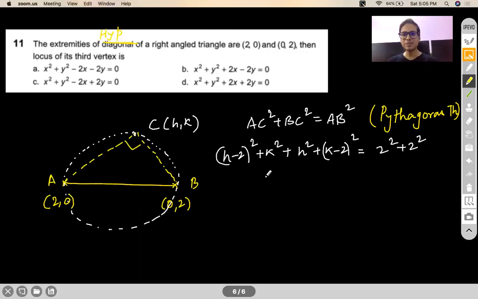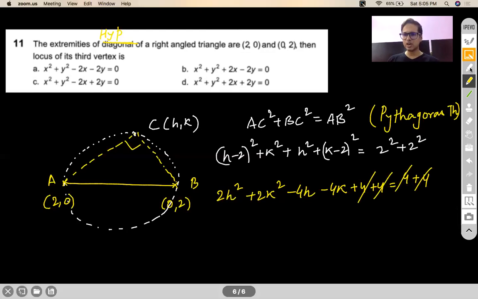I've got a relationship between h and k. And thankfully, I never assumed anything to solve this, and hence I did not require anything to be eliminated. So when you expand it, you get 2h square, you get 2k square. Correct me if I'm wrong. You get minus 4h, you get minus 4k, and you get 4 plus 4. By the way, right side also is 4 plus 4, so they will get cancelled off.